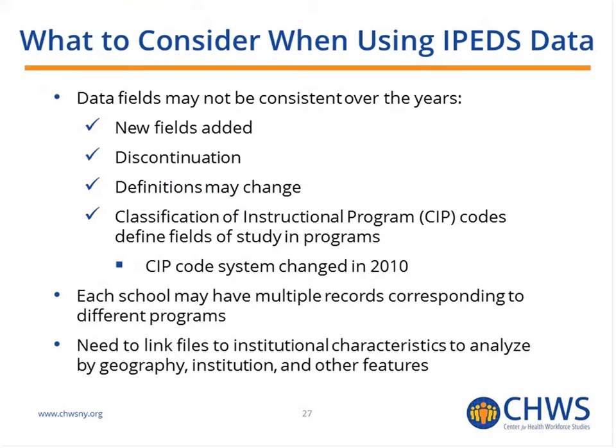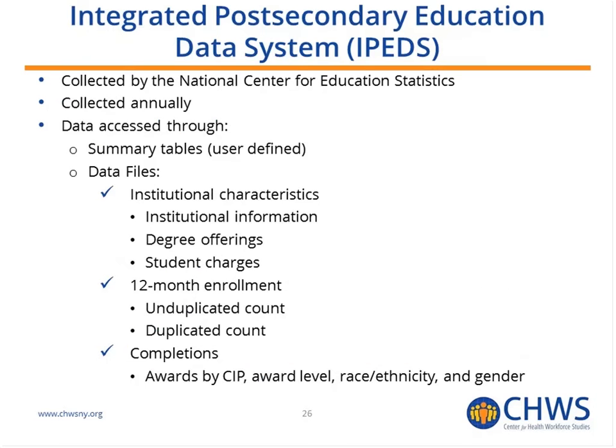And each school has multiple records corresponding to different programs. So one college could have hundreds and hundreds of records because they have different educational levels, master's program, bachelor's program for engineering, for nursing, for political science, whatever. So you get multiple levels. And this is probably the most important thing: if you're going to link the other 2 files, I'll go back to those, if you're going to link the 12-month enrollment and completions, and you want to do that by educational program, a university or a 2-year college, or by geography, you need to link those files to the institutional characteristics file, which will give you information about the county they're in, the type of university they are, and other characteristics that are important. So just be aware of that when you're using this file.